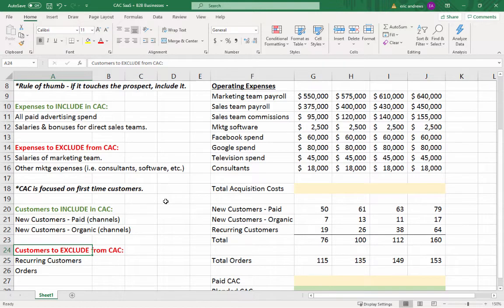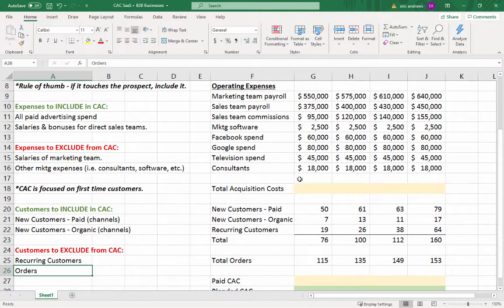What do you exclude from CAC? Recurring customers. We do not care about recurring customers for our CAC calculation. Recurring customers have more to do with lifetime value and retention, but for CAC, we're just focused on those new customers. Also, orders. Remember, we're focused on individual people. One person can come and buy for the first time and make an order and buy two of something. So make sure that you're not including total orders, you're just including total unique customers.